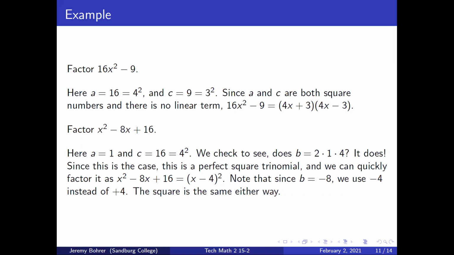Factor x squared minus 8x plus 16. Since a equals 1 and c equals 16 equals 4 squared, we check to see, does b equal 2 times 1 times 4? It does. Since this is the case, this is a perfect square trinomial, and we can quickly factor it as x squared minus 8x plus 16 equals x minus 4 squared. Note that since b equals negative 8, we use negative 4 instead of positive 4. The square is the same either way.